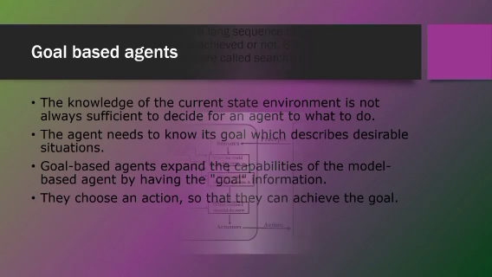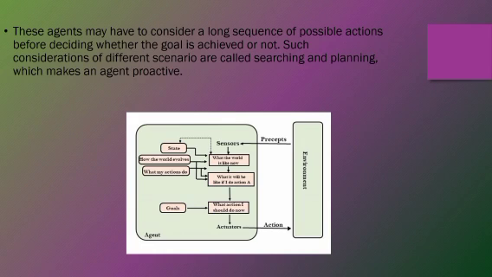This agent may have to consider a long sequence of possible actions before deciding whether the goal is achieved or not. Such consideration of different scenarios is called searching and planning, which makes an agent proactive. This is the diagram explaining the goal-based agent.